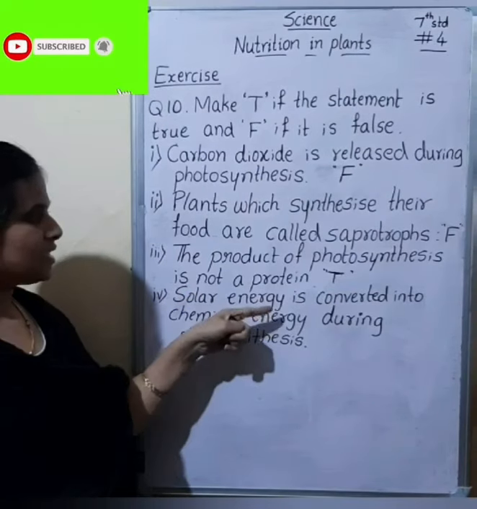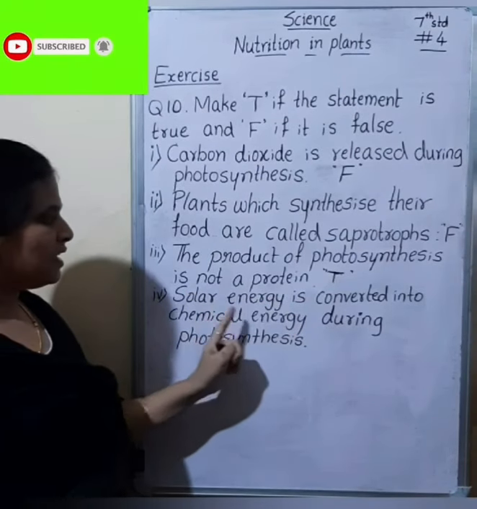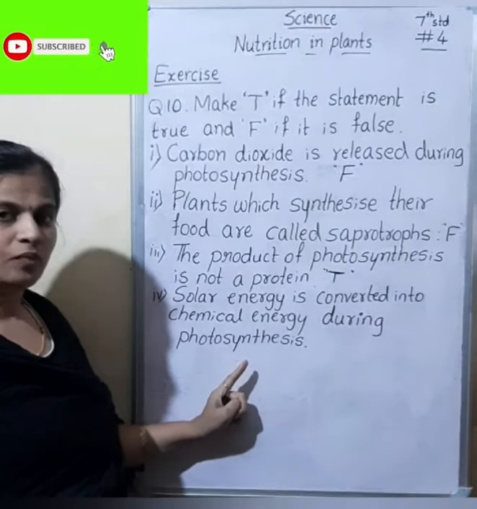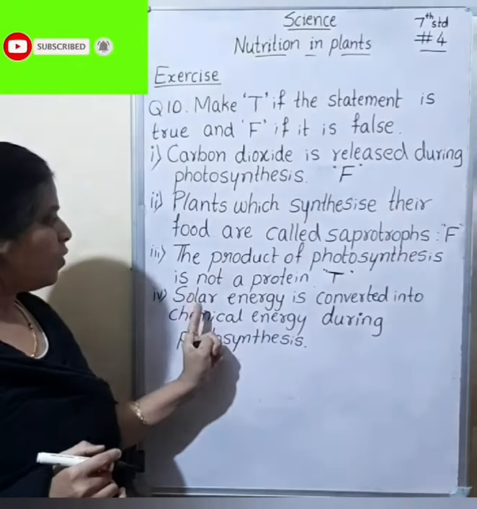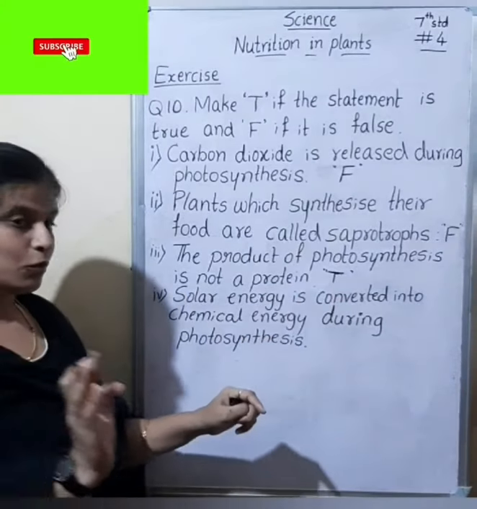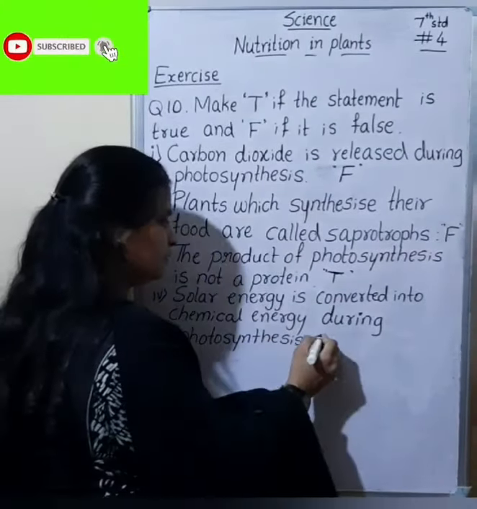Solar energy is converted into chemical energy during photosynthesis. Is this statement true? Yes, of course. Solar energy is converted into chemical energy during the process of photosynthesis.